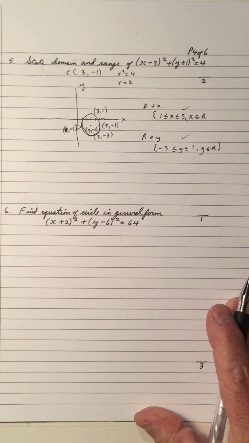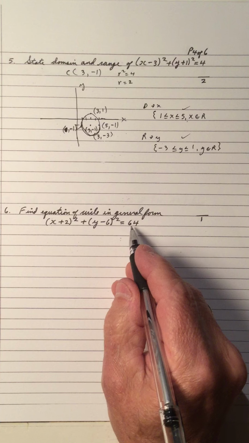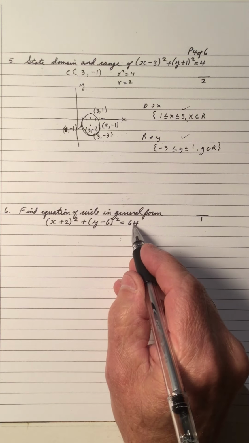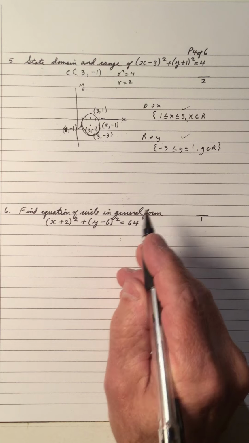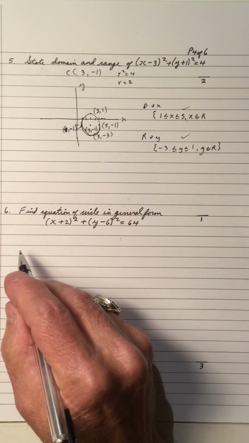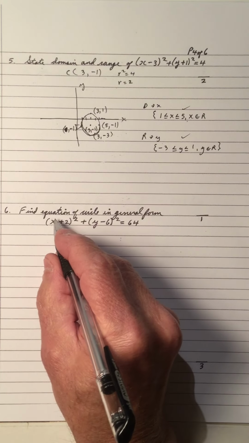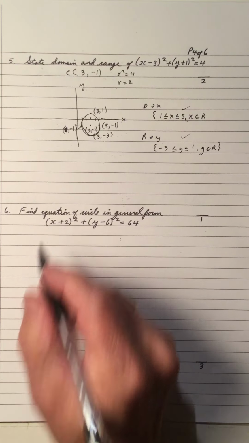Number 6, find the equation in the general form. So that's the standard form, center and radius. Center is negative 2, 6. Radius is square root of 64, which is 8. But we have to get the general form. The general form is expanded out. So we take the x and we square it.